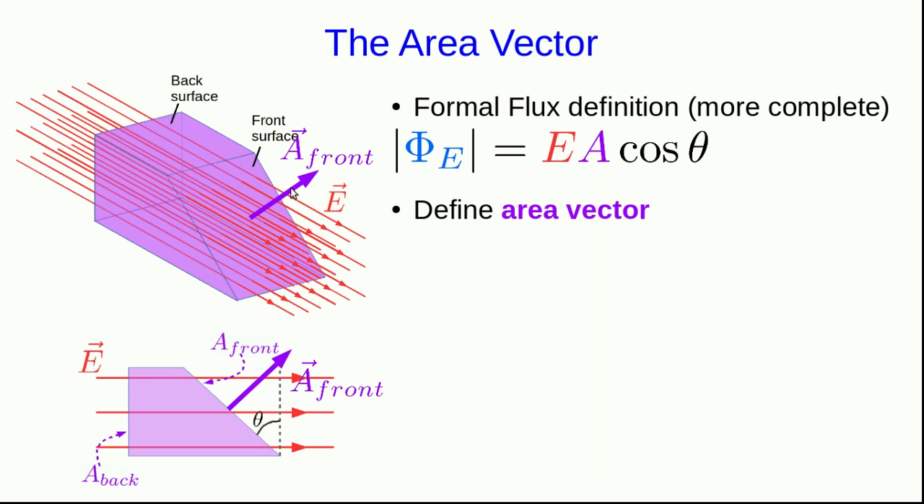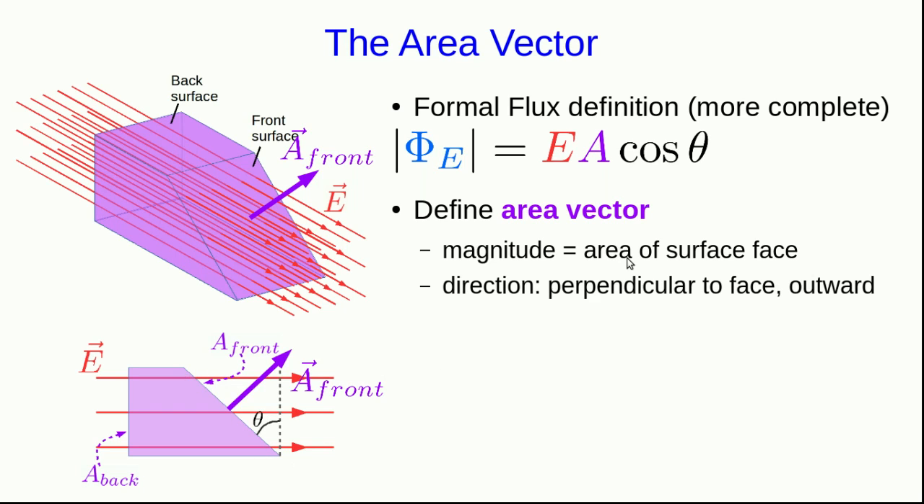I'm going to define an area vector. And the definition of it is that it's a vector that points out of a face on the surface. It has a magnitude which is defined as being equal to the area of the face that it's pointing out of, and its direction is perpendicular to the face and outward, right?